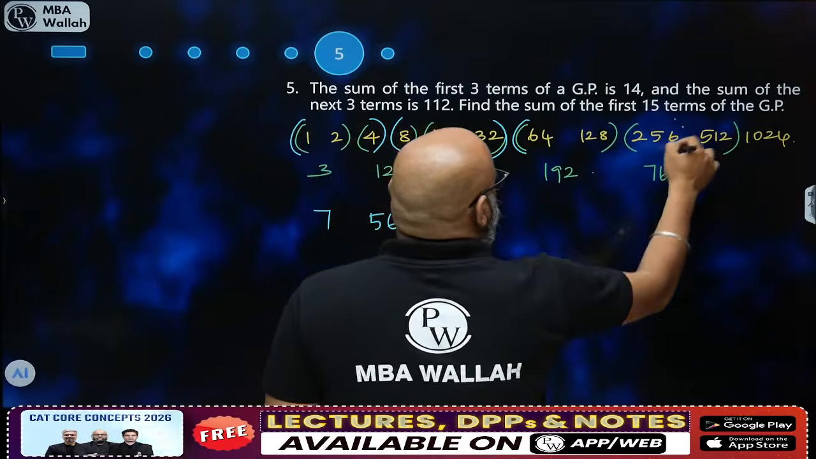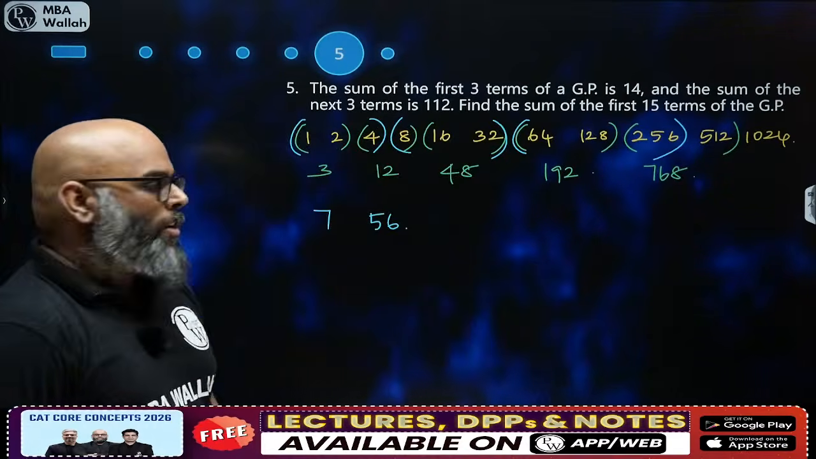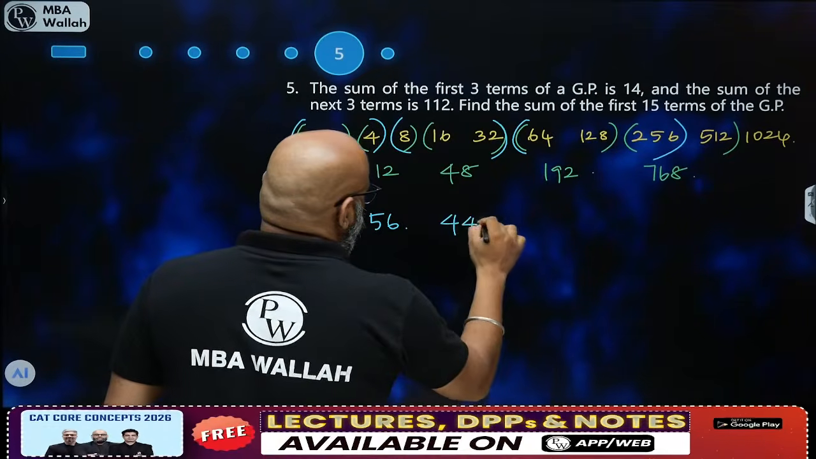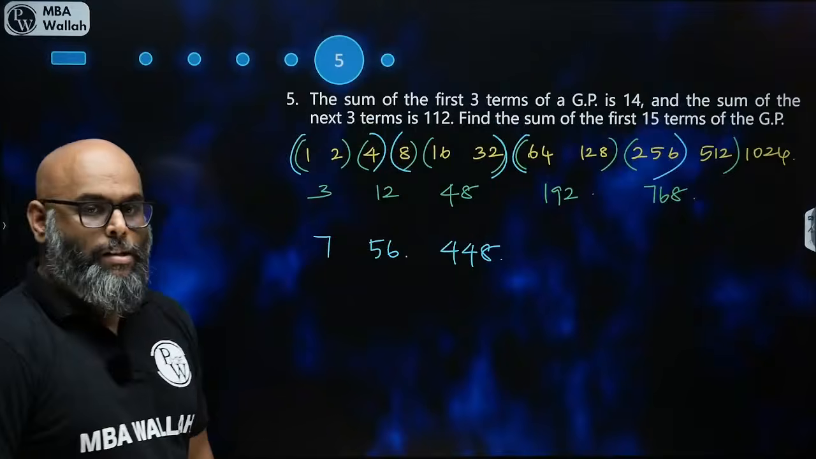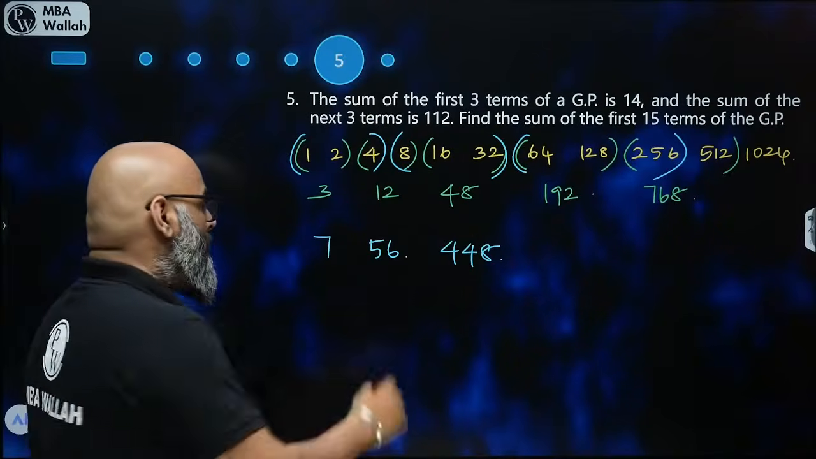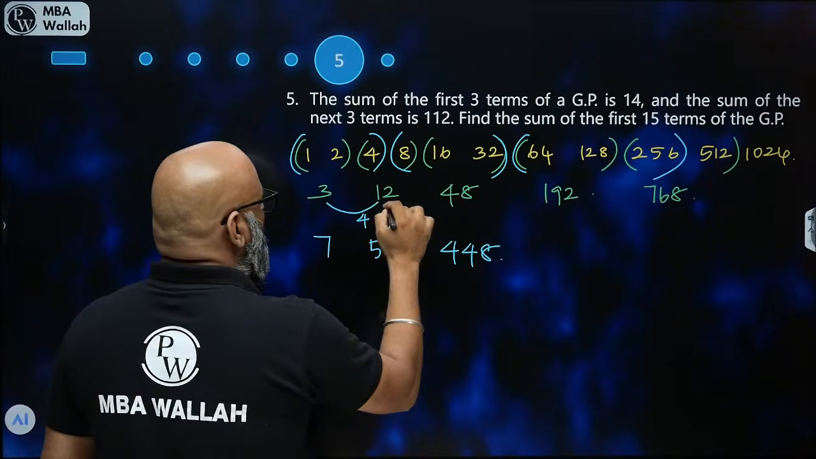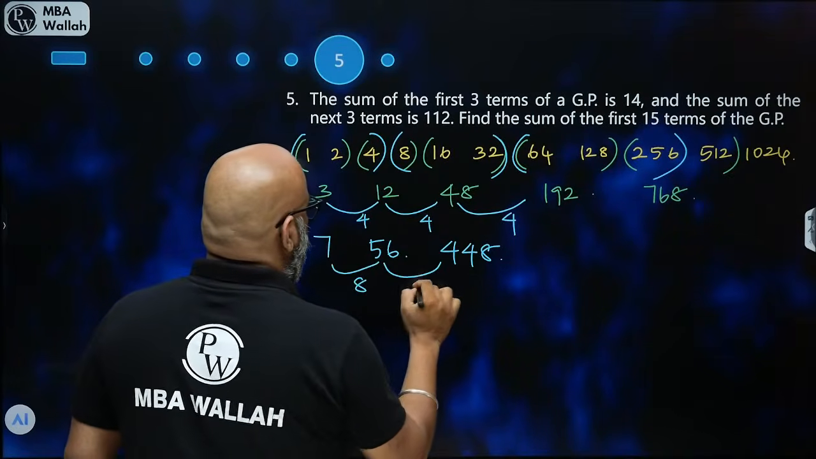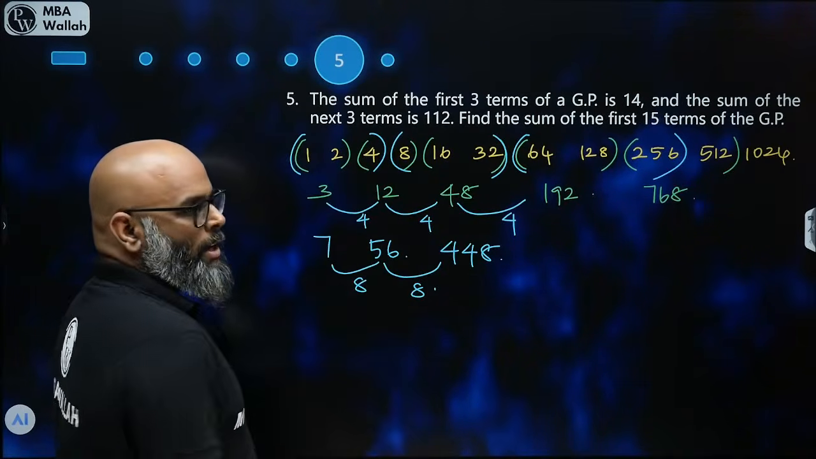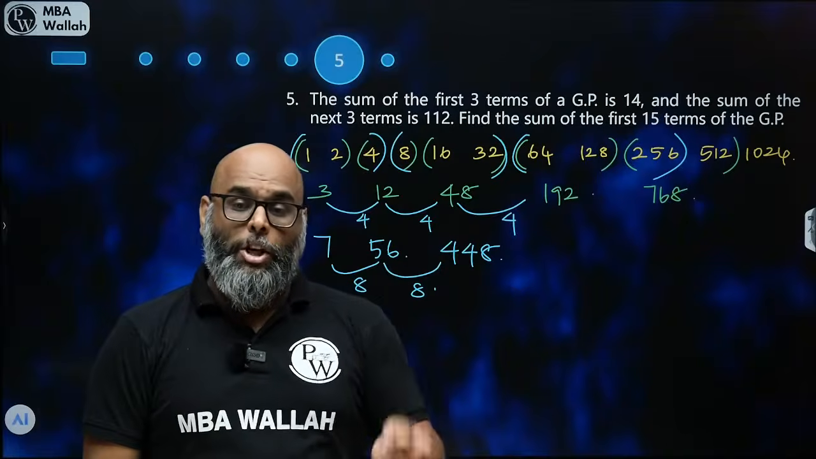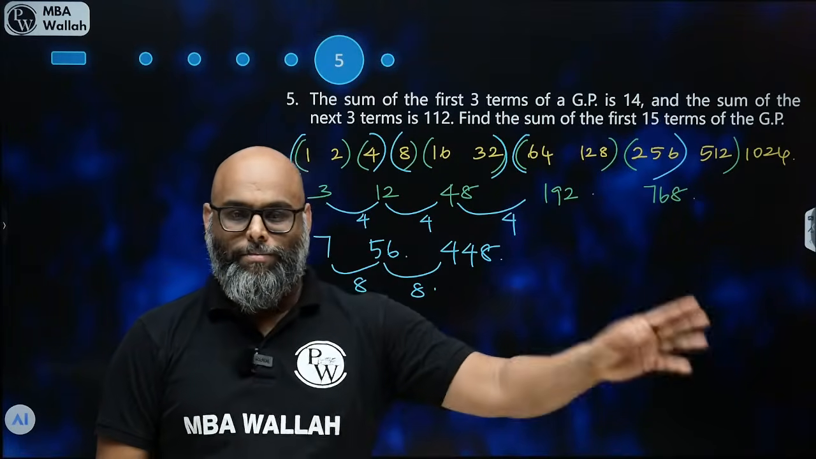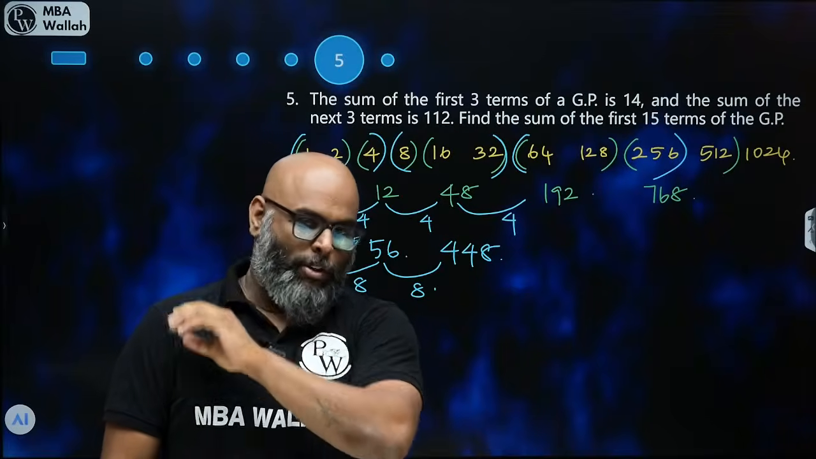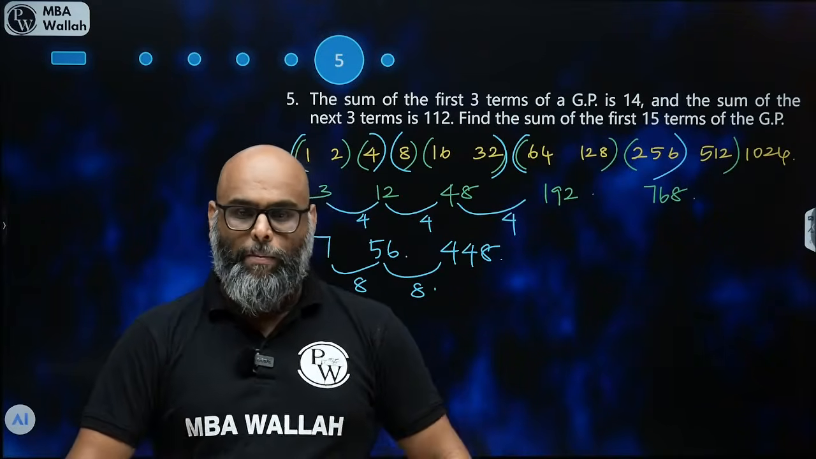64, 128, 256. You add all 3 of them, you will get 448. If you notice, this is also a GP. This one has a common ratio of 4. This one has a common ratio of 8. Take 4 at a time, you will create a GP with a common ratio of 60. So if you group them into n terms in a GP, that forms a GP.